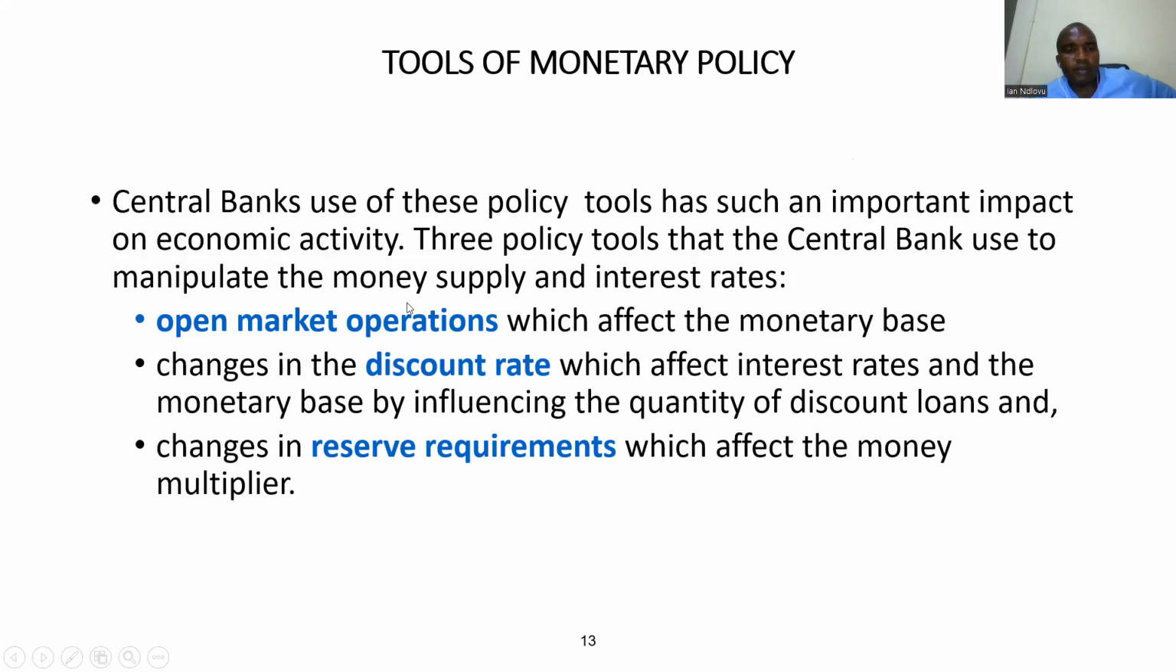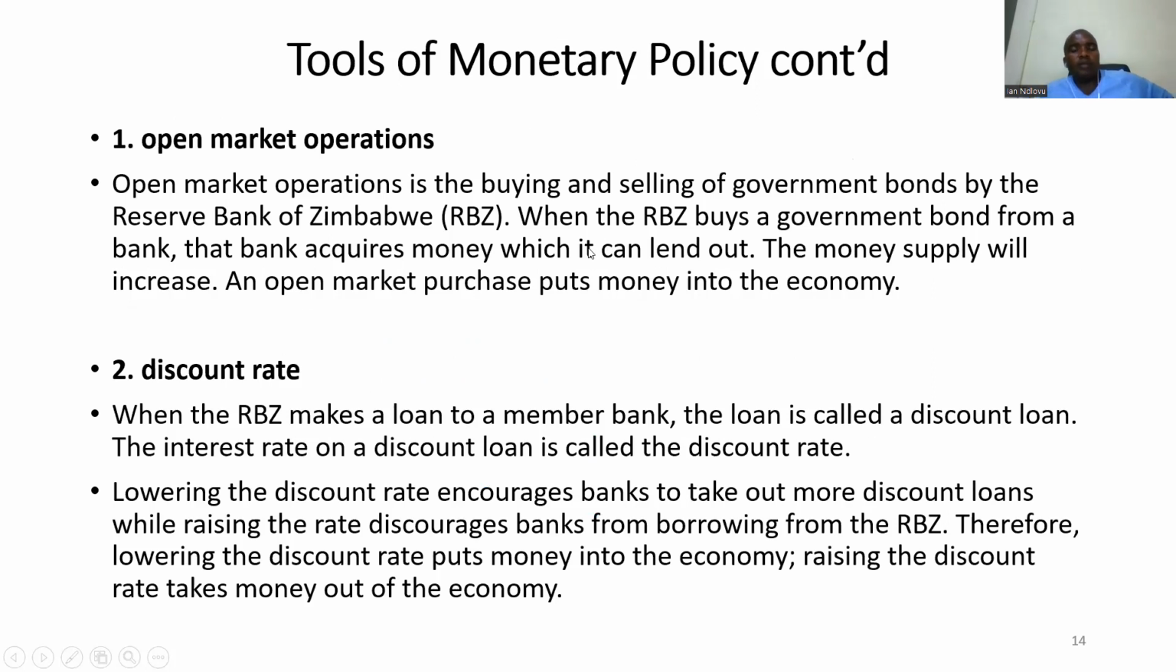The tools of monetary policy, just to rehash them, we've got OMO or open market operations, the discount rate, and the reserves requirements. When we are looking at open market operations, this is the buying and the selling of government bonds or treasury bills by the Reserve Bank of Zimbabwe. When the RBZ buys a government bond, the bank acquires money which it can lend out, and the effect is to increase money supply, and the opposite is true.